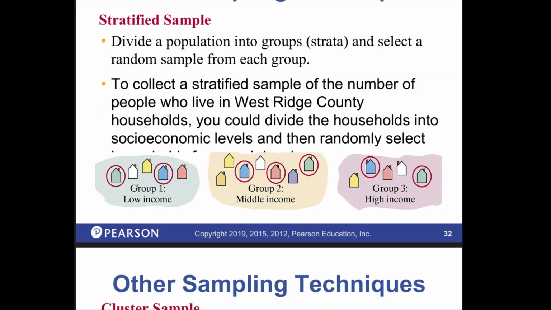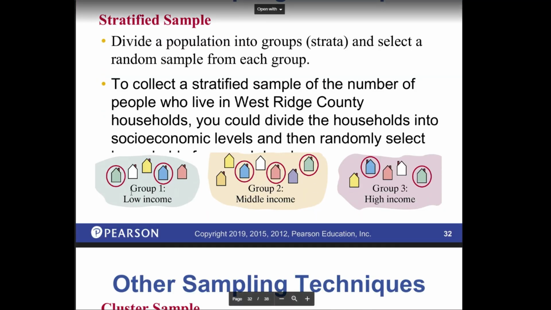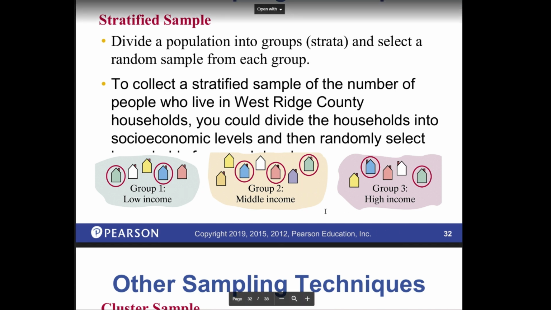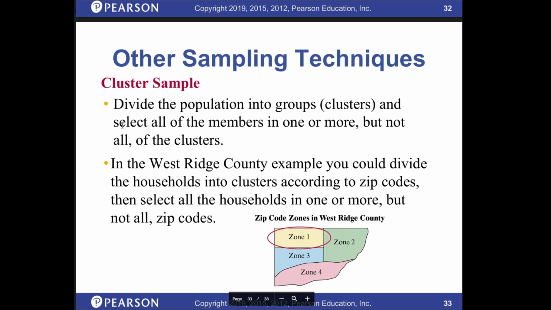So over here we got group 1, group 2, and group 3. We have the low income, middle income, and high income families. And then from those groups, they choose 2 random people. And then we have the cluster sample, where it divides the population into groups, which are called clusters, and then select all the members in one or more, but not all of the clusters. In the Westridge County example, you could divide the households into clusters according to zip codes, then select all the households in one or more, but not all, of the zip codes.